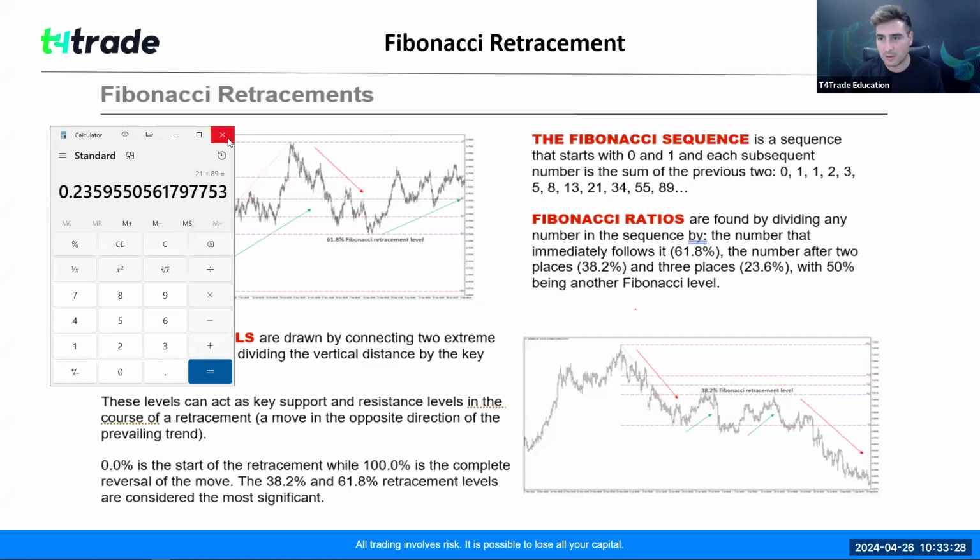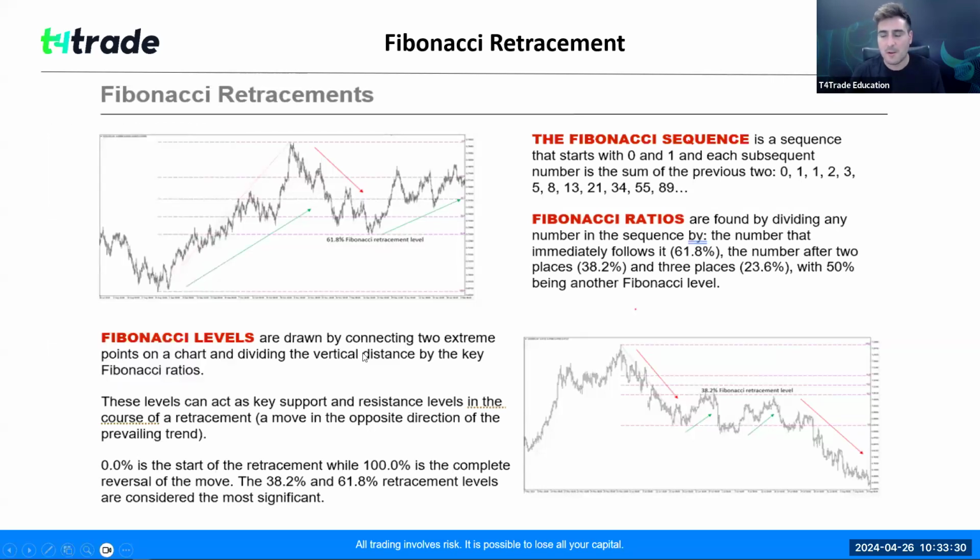Okay, so now that we've done these calculations, how do you apply that to your chart?